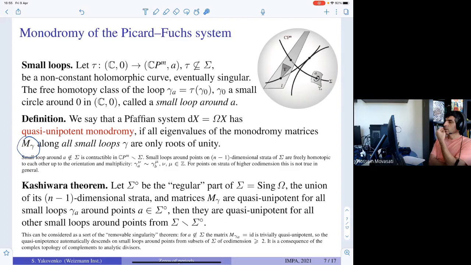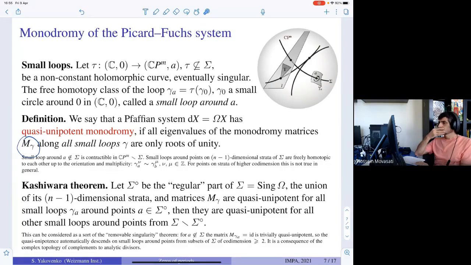And we have the following definition. So we will need a special property of this monodromy group, which is called quasi-unipotence. Quasi-unipotence means that all those matrices have eigenvalues only as roots of unity. Actually, we need a weaker assumption, that they are on the unit circle. So the question is how you verify this.